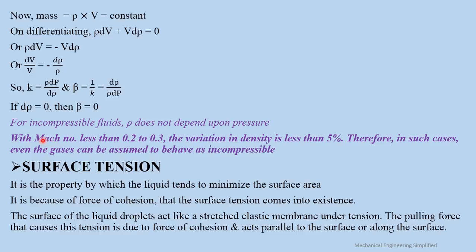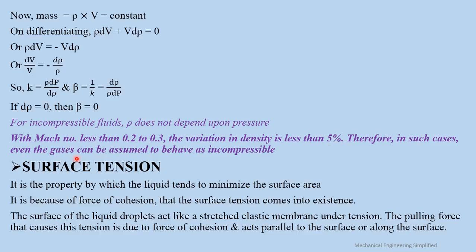When the Mach number is less than 0.2 to 0.3, then the variation in density is less than 5%. That means that in such cases even gases can be assumed to behave as incompressible. That means the change in density can be considered to be negligible.